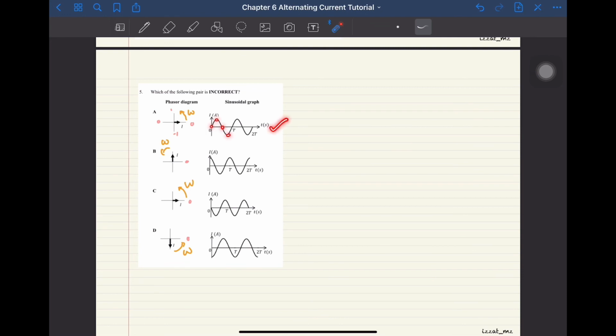So this one is correct. This one starts from 1, 0, negative 1, 0. Correct. So this one should be from 0, it's correct. But then it goes to positive 1, but here it goes to negative 1. So this is the answer. This is not correct. So the answer is C. The last one, negative 1, 0, 1, 0. So this one is correct as well. So the answer is C.